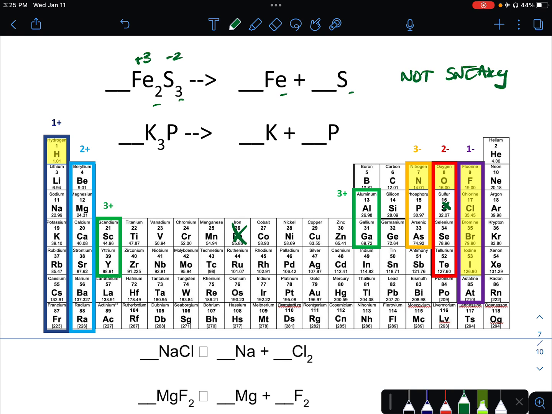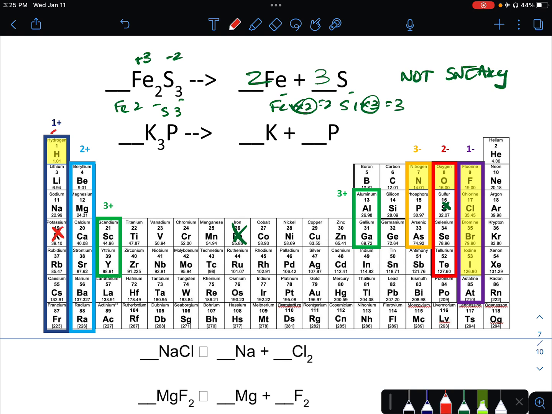To balance it, Fe has 2, S has 3, Fe has 1, S has 1, so times 2 to get to 2, so put a 2 there, times 3 to get to 3, put a 3 there, okay?